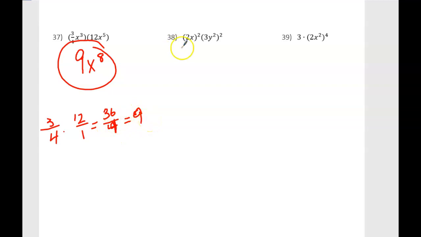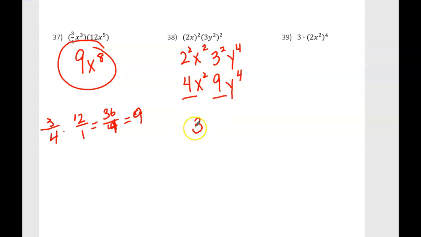All right, 38, we're going to take 2 squared x squared. My 3 is going to be squared, and my y is going to be to the 4th power because we multiply. This becomes 4x squared. 3 squared is 9, y to the 4th power. Now I multiply my 4 times 9, and I get 36, x squared, y to the 4th.